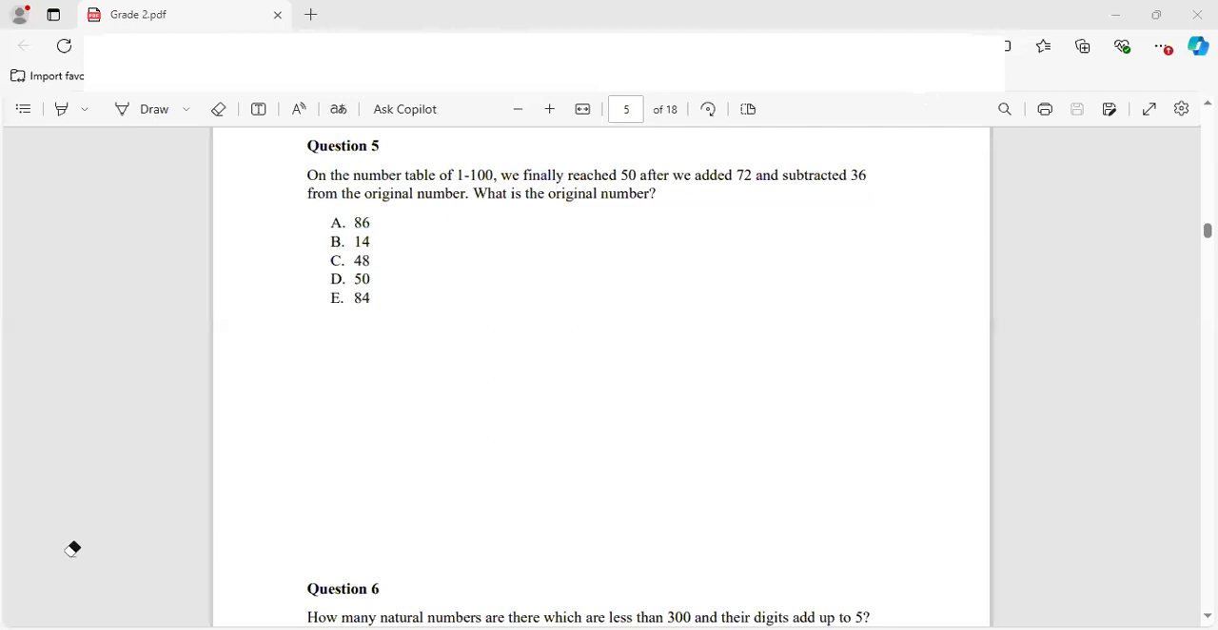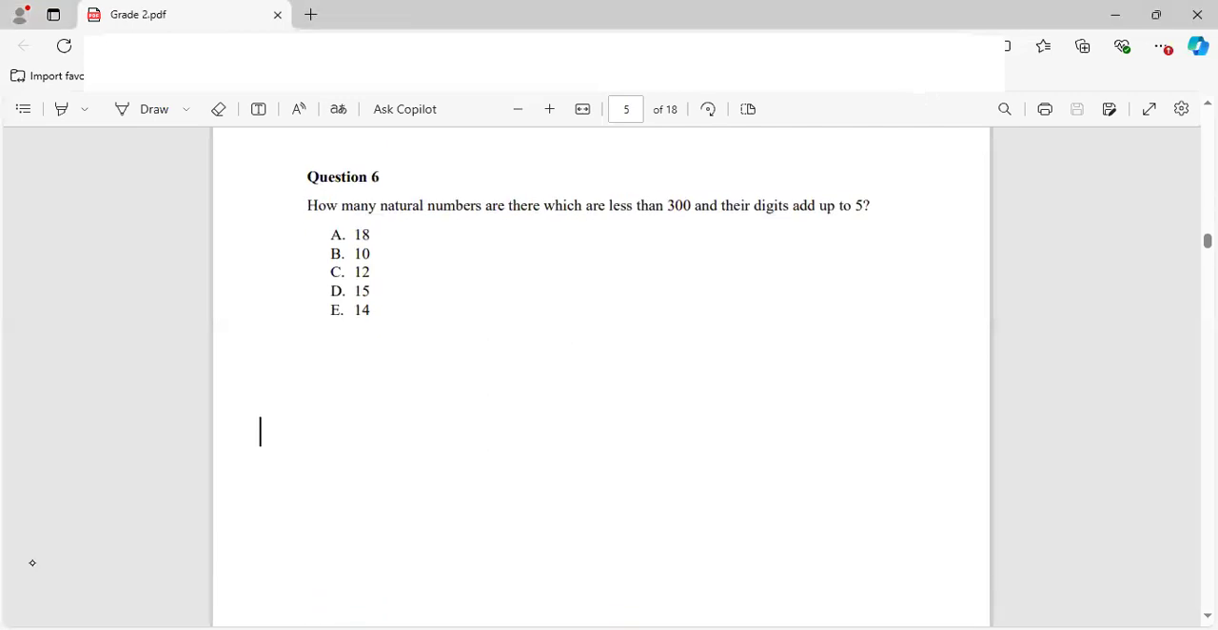Let's move on to question number 6. How many natural numbers are there which are less than 300 and their digits add up to 5? So the digits have to add up to 5. So they're talking about natural numbers.